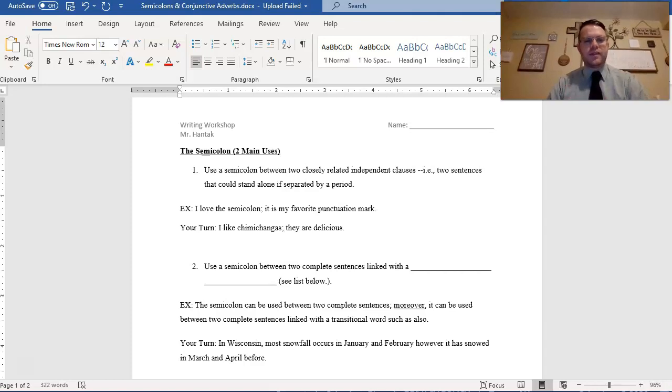Semicolons are like commas in that they note a pause. In this case, it's a pause between two clauses. I like chimichangas; they are delicious. If you're noticing here that using a semicolon is even easier than using a comma and a conjunction, you're absolutely right. Semicolons are a wonderful way to add some diversity in your writing by doing that.